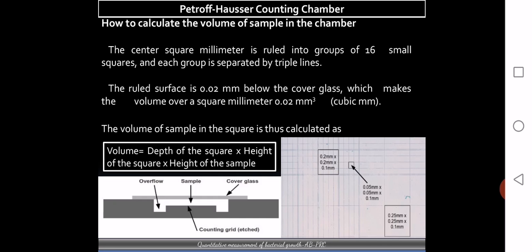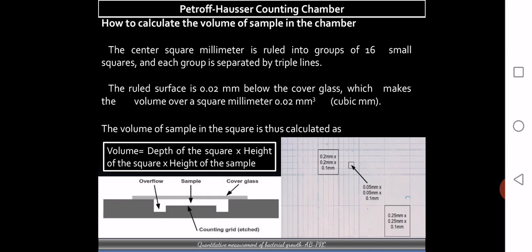The volume under this area will be calculated using the formula: length of the square times width of the square times height of the sample. That means this height of the sample represents the volume, what volume of the sample is there. So this will be calculated accordingly.